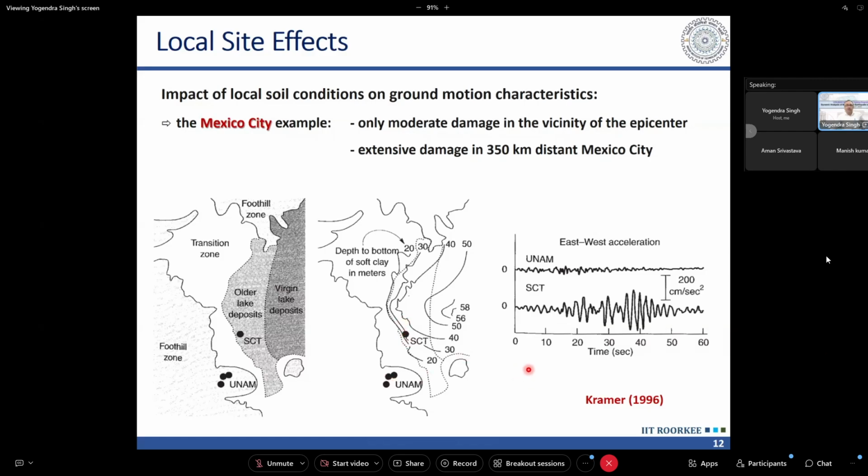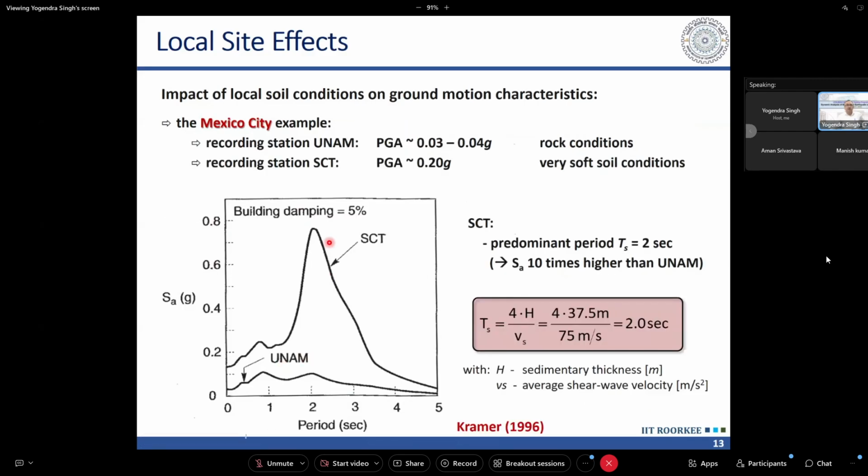But very importantly, the most important effect we saw was on the response spectrum. If you look at the response spectrum of the motion recorded at UNAM, this is the response spectrum. But for the response spectrum recorded at SCT, there was an amplification corresponding to 2 seconds. And this 2 seconds, we can get with a simple calculation for the period of the soil column of 30 meters. Here it is done for 37.5 meters. It comes out to be exactly 2 seconds. So corresponding to 2 seconds, we got the peak.